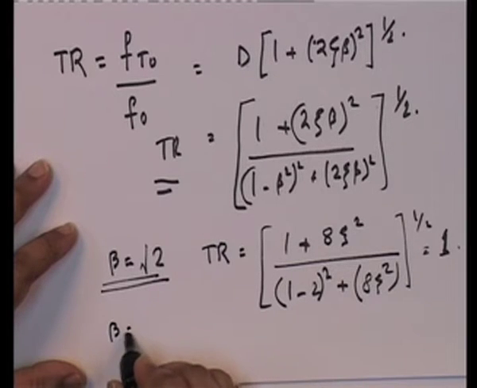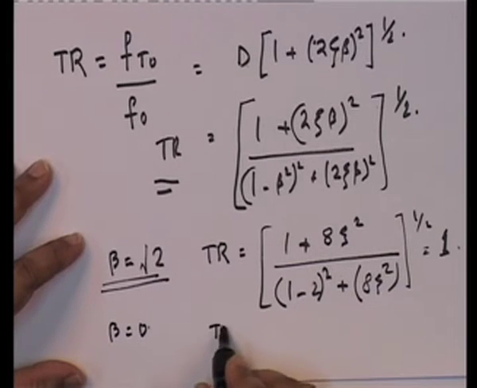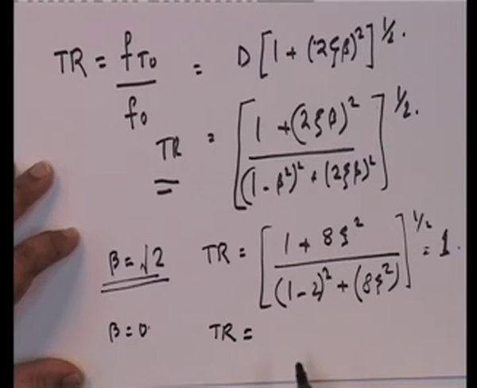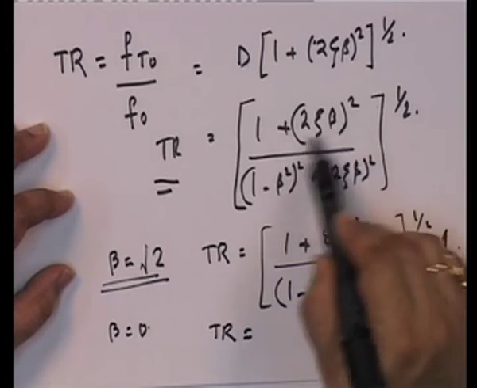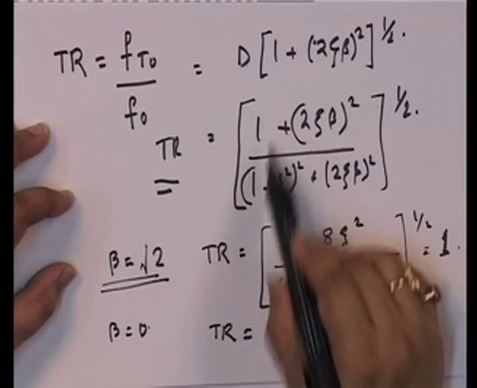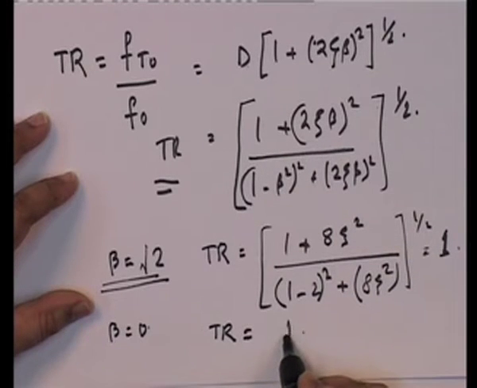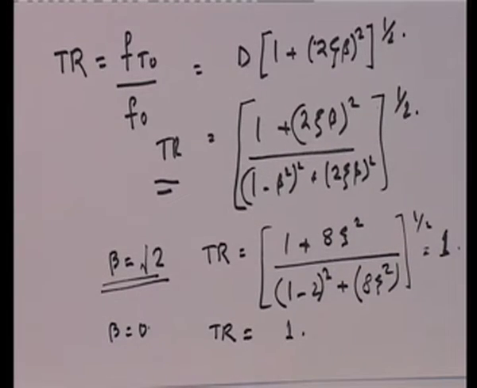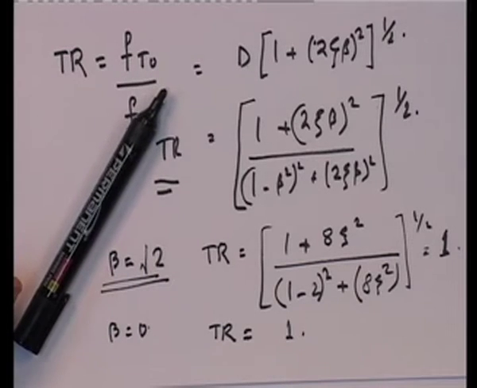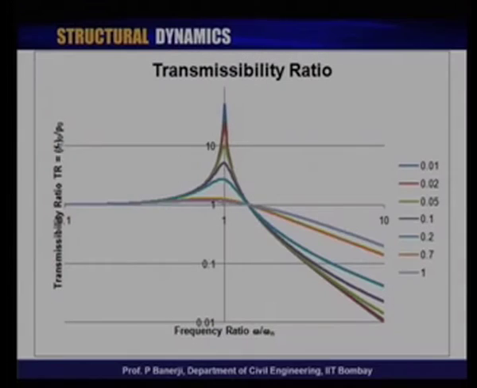Look at beta equal to 0. For beta equal to 0, this becomes 0 and this becomes 0, so it is 1 upon 1, and the transmissibility ratio is 1. Let us look at how the transmissibility ratio looks. This is the transmissibility ratio TR, which is the transmitted force amplitude upon the applied force amplitude.